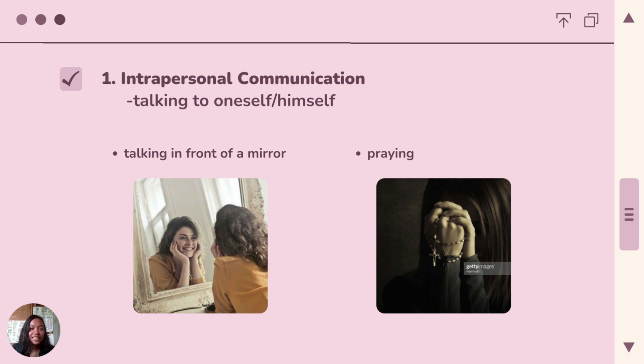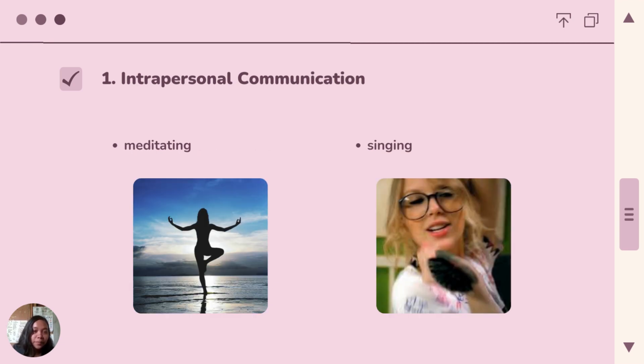So intra means within. You are talking to yourself. You're talking in front of a mirror, considering or asking about your strengths and your weaknesses and your decisions every day. And also, when you are praying, you're talking to a transcendent being, and it's just you. It takes place in your private room or wherever you are in a silent place, and you do it yourself. That's interpersonal. Another example, meditating.